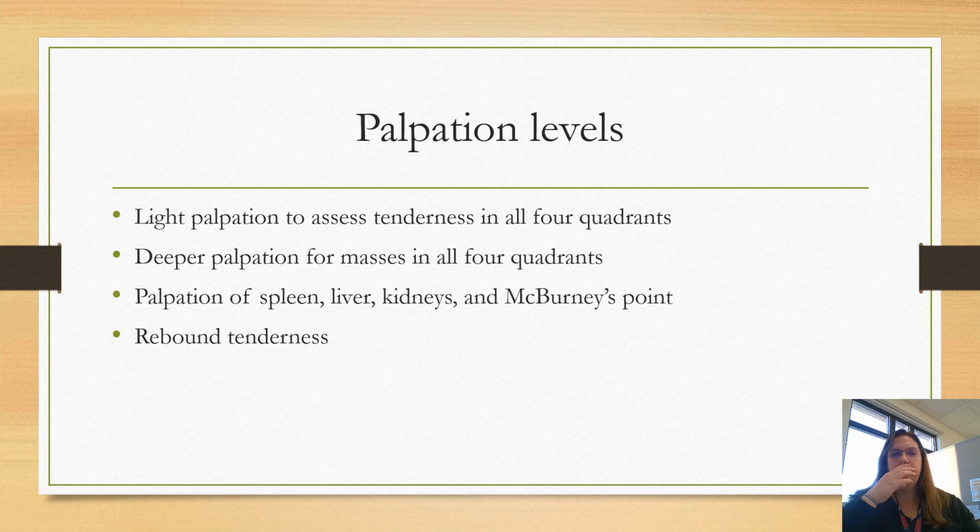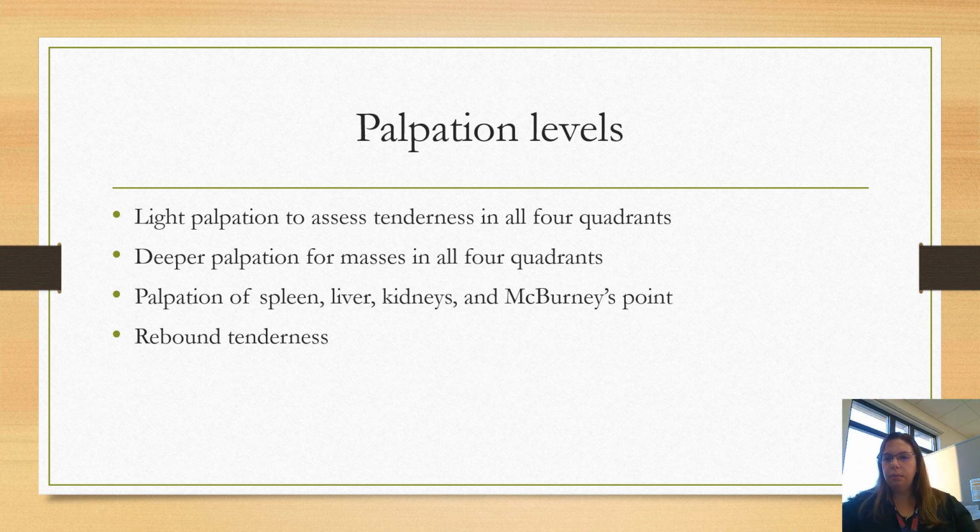So palpation levels. Light palpation, if this is the person's abdomen, I'm maybe going just like that. I tend to palpate in a circle with multiple fingers, but when it comes to deeper palpation, they taught me that it's like a dive. You almost cup your hand and really dive in there and try to push down quite a bit. That's when you want to palpate the spleen, liver, kidneys, and McBurney's point. We'll talk about McBurney's point again in a minute.